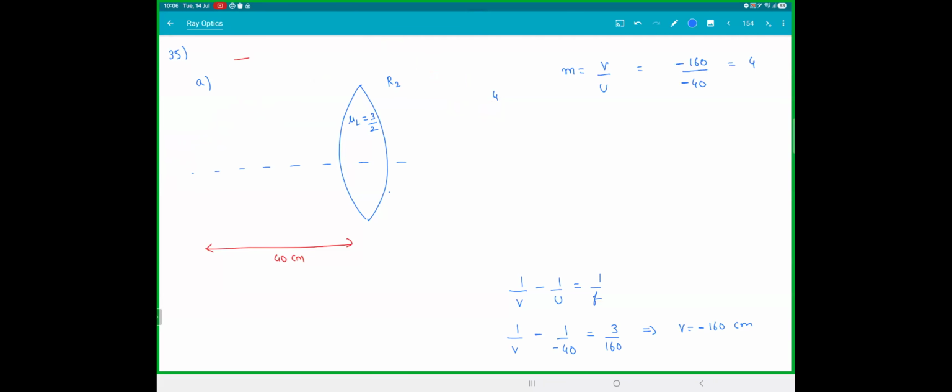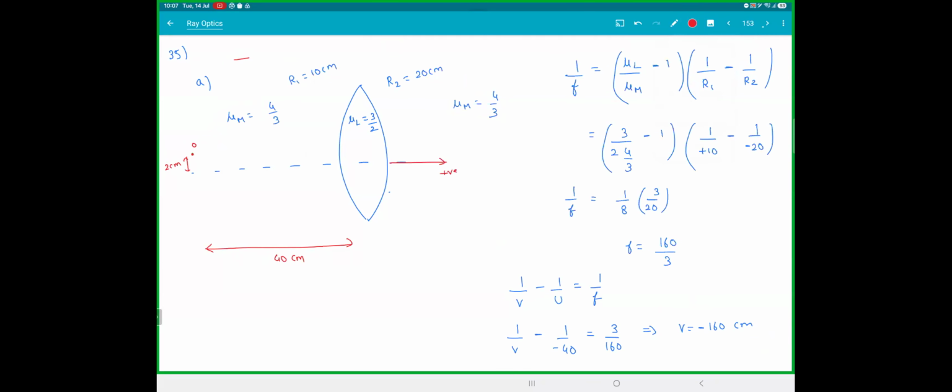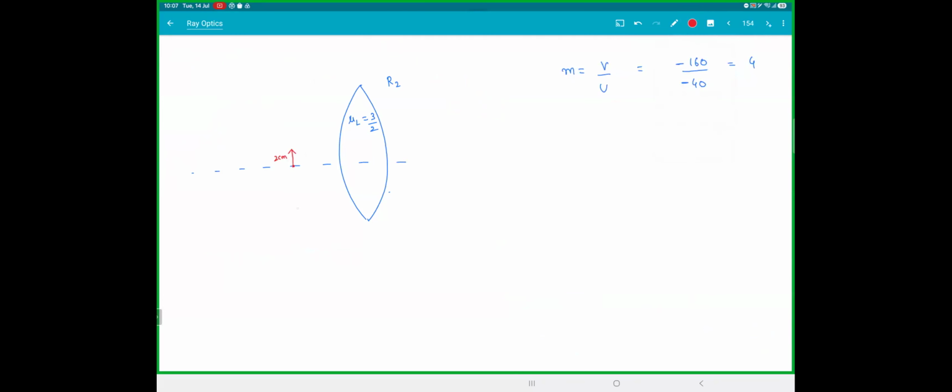So your final image was looking somewhere like this. This thing got super magnified and super large. The object was somewhere here at a height of 2 centimeters, and this was 40 centimeters. This light ray has gone like this. When you extend it backward, this is where it met. This was your image, 8 centimeters and 160 centimeters behind, it's virtual.